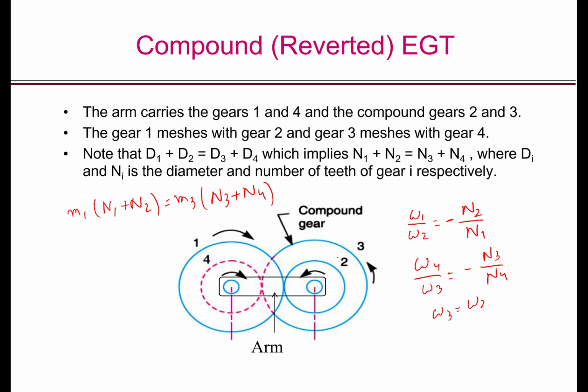So if I assume the shaft with gears 2 and 3 is given one rotation, that is omega 3 equal to omega 2 equal to 1, then I get omega 1 equal to minus N2 by N1 and omega 4 equal to minus N3 by N4. And this will be the starting point of creating the table, which you will see in the next slide.